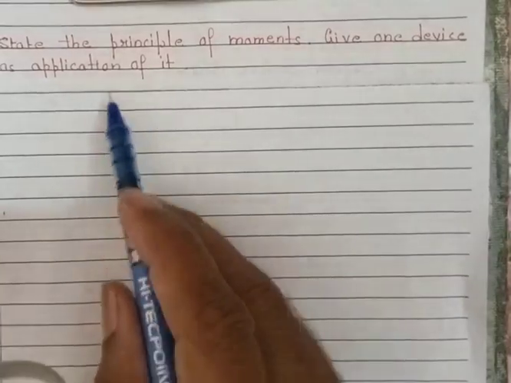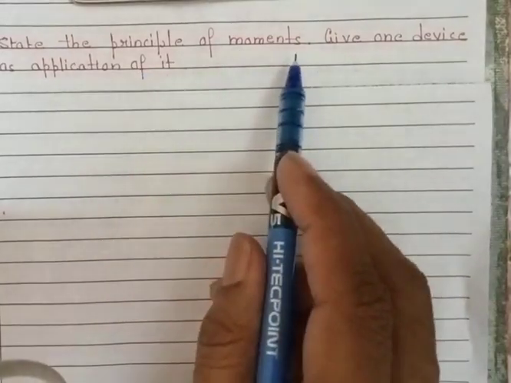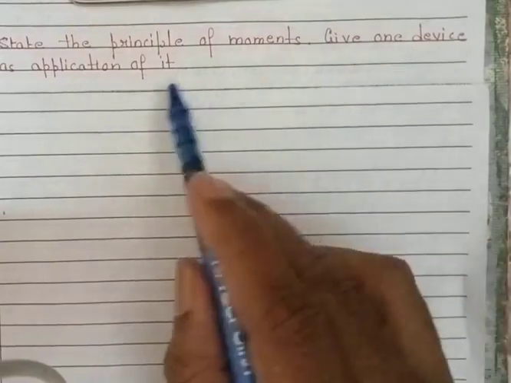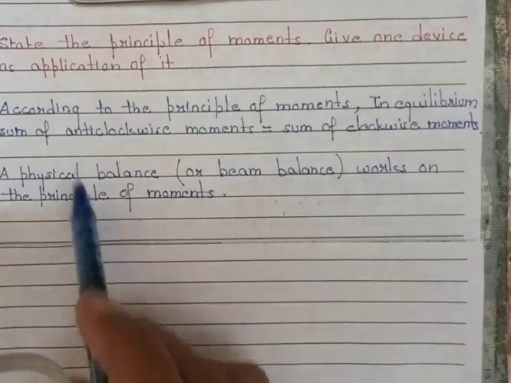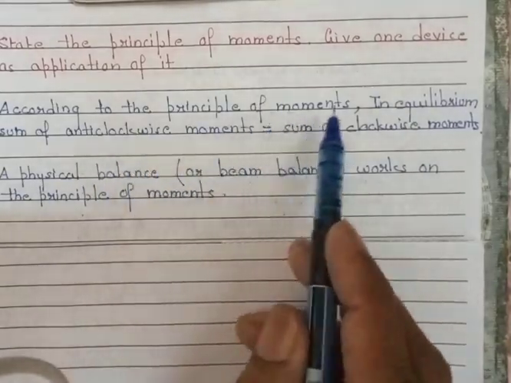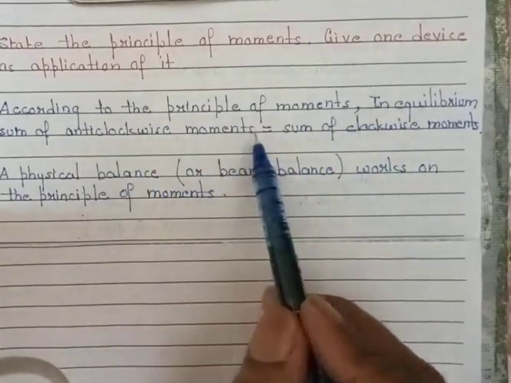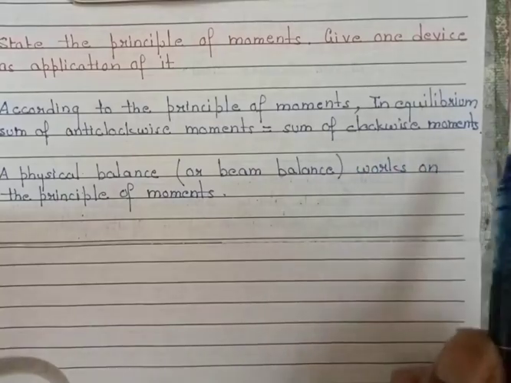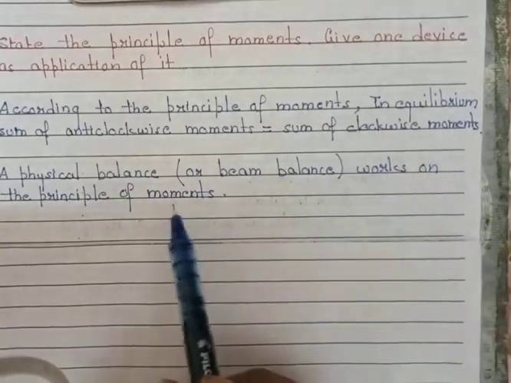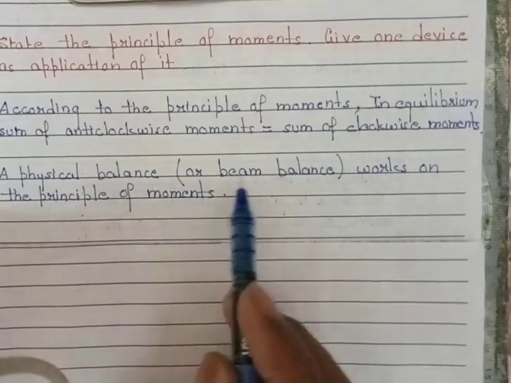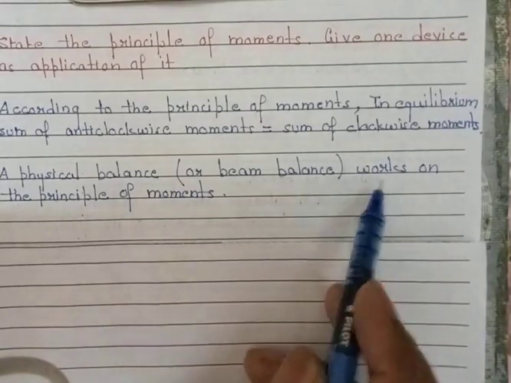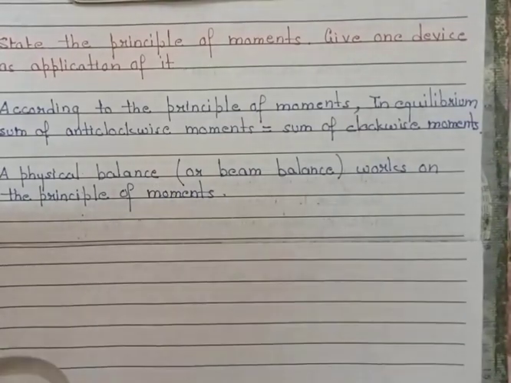The next question is state the principle of moments and give 1 device as application of it. The answer is, according to the principle of moments in equilibrium, sum of anticlockwise moment is equal to sum of clockwise moment. And now the one device, a physical balance, or you can take a beam balance, it works on the principle of moments.